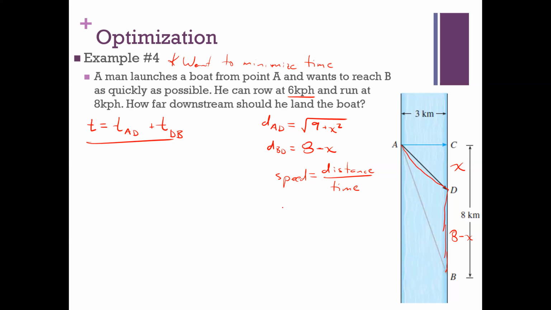Does it make sense then that we can say this? Time is equal to distance divided by speed. By manipulating that, speed equals distance over time. If that's true, then how can we rewrite this equation? So time is a function of x.